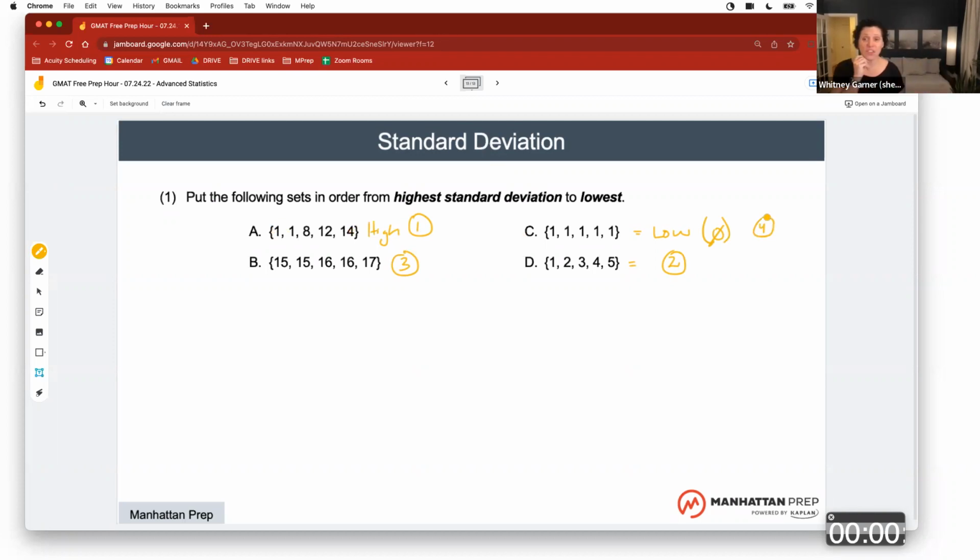Note that the size of the numbers themselves doesn't matter. Right? The size doesn't matter. What matters is how spread out those numbers are.